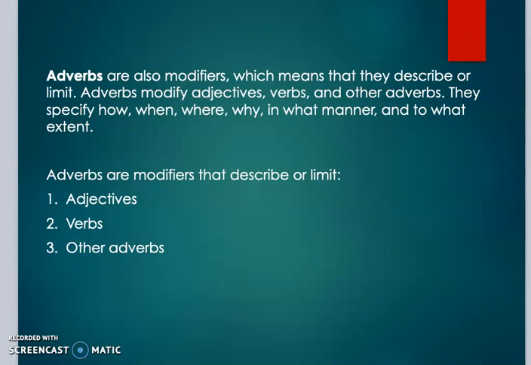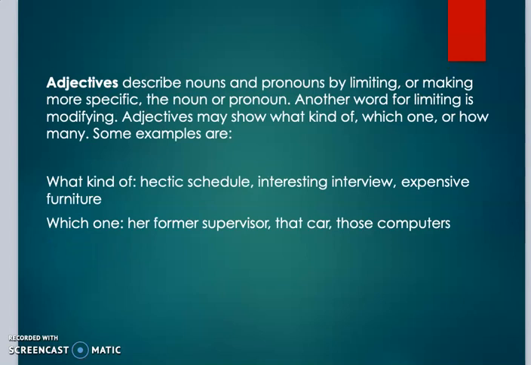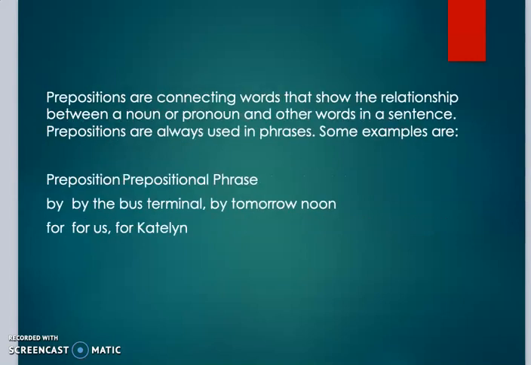All right. Adverbs are also modifiers, which means they describe or limit something. Adverbs are modifiers that describe or limit adjectives, verbs, or other adverbs. Adjectives, just to make sure we have it correct, describe by limiting or making more specific, not really explain, but limiting or making more specific, just to clarify that.